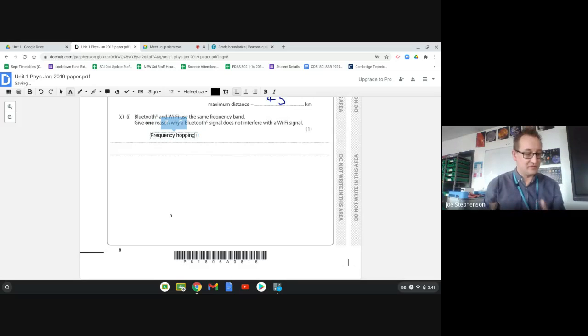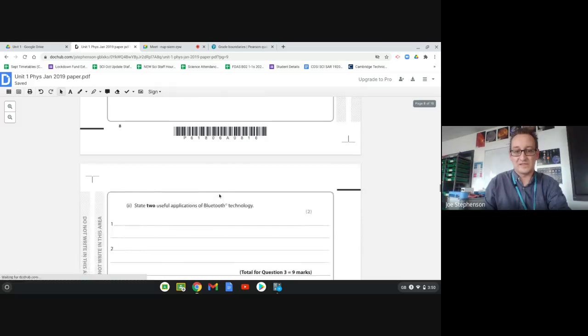If you understand that idea, there are all sorts of really complex answers for this, but the key thing is just a single point: Bluetooth jumps frequency constantly, whereas Wi-Fi uses a set frequency band. And because Bluetooth constantly changes frequency, it doesn't interfere as easily with Wi-Fi signal.